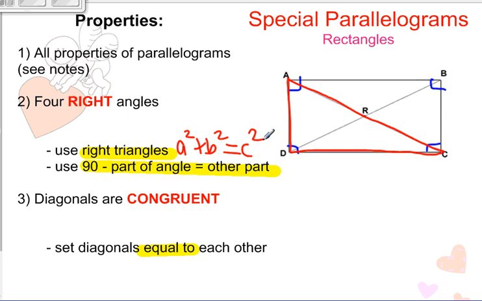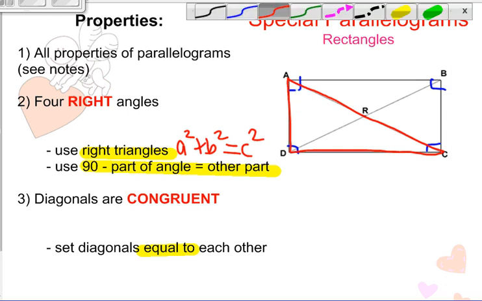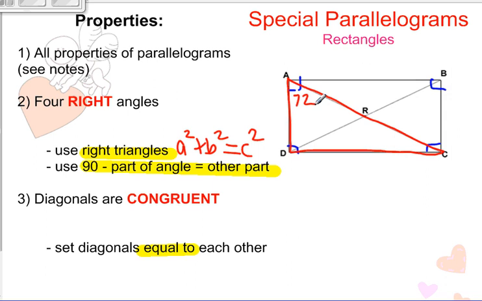The other part you might have to use is to find an angle. So maybe you know the whole angle is 90 degrees, and they give you part of it. Say this part, which is going to be bigger than that, was 72. You would say 90 minus 72 to find that second angle there that's missing.